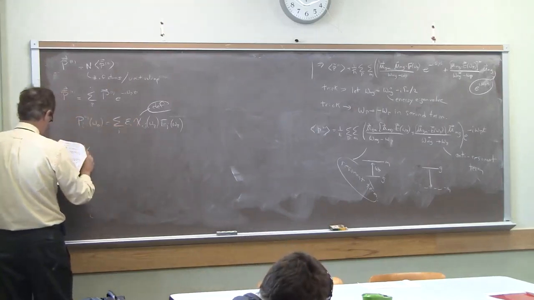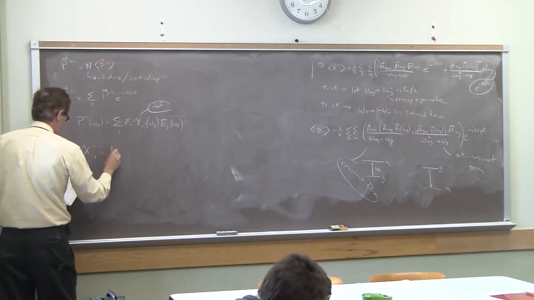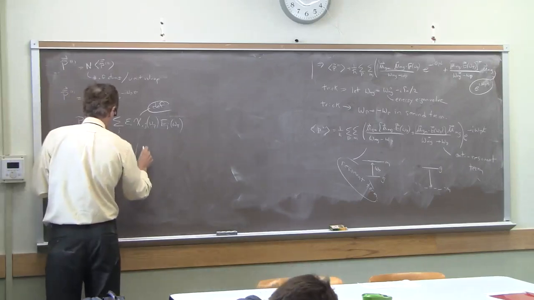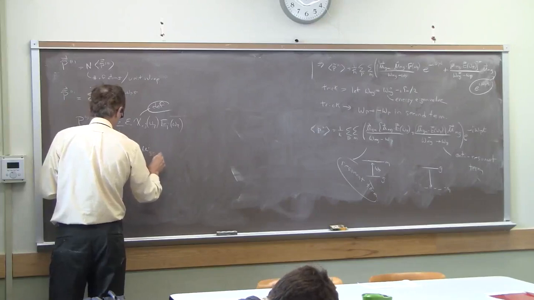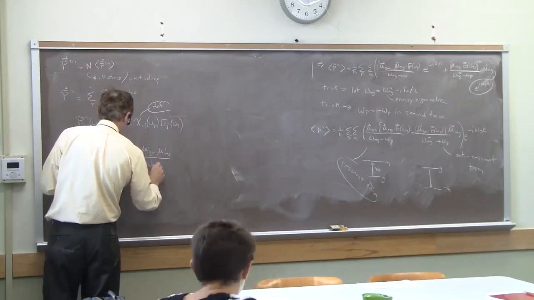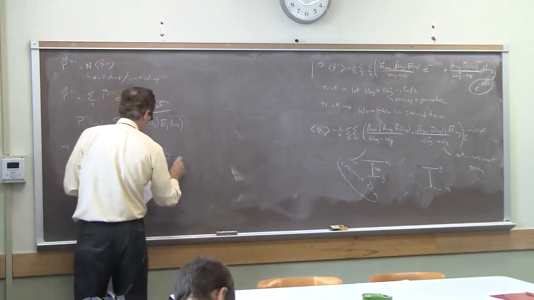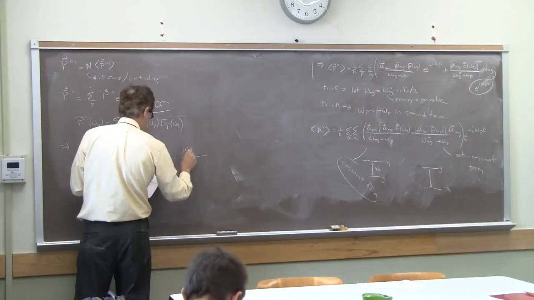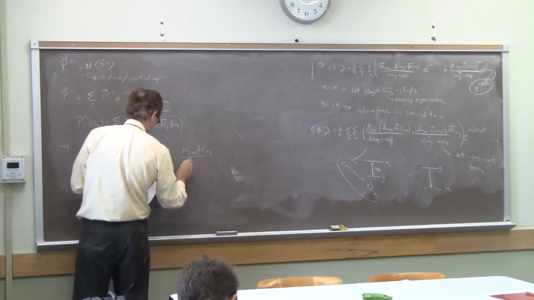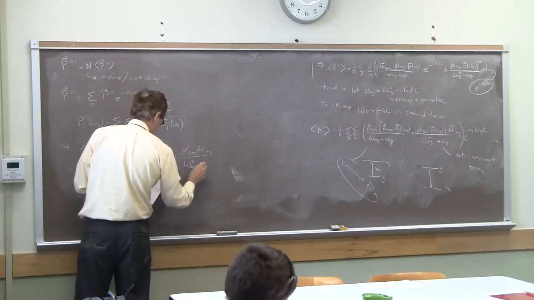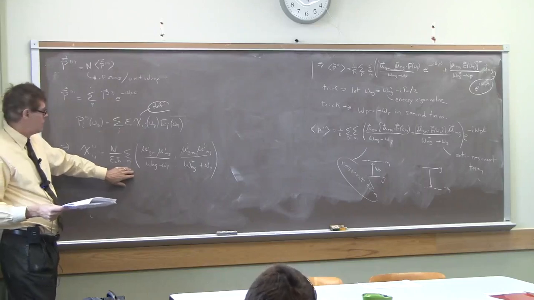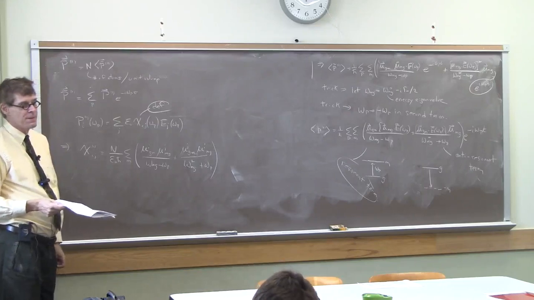And we find that chi 1 ij is equal to n over epsilon 0 h bar, sum over m of mu i g m mu j m g over omega m g minus omega p, and our second term becomes mu j g m mu i m g over omega m g star plus omega p. So this is our final result. It's nice, isn't it?